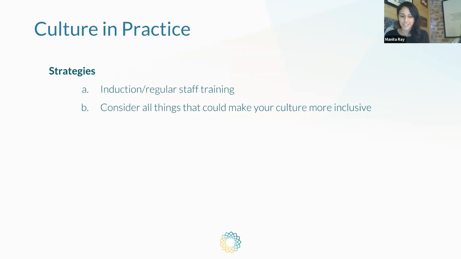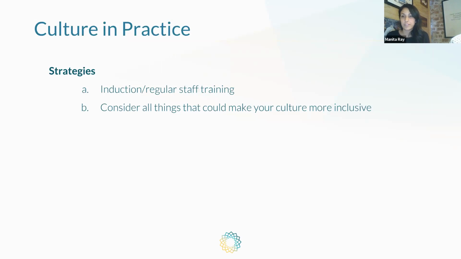And the second thing is to consider all things that could make your culture more inclusive. This really goes back to understanding who is in your organization, analyzing it and understanding their beliefs, assumptions, values, and what is driving negative behavior, if there is any, and really getting to the bottom of that so that you can define strategies that allow you to address those.